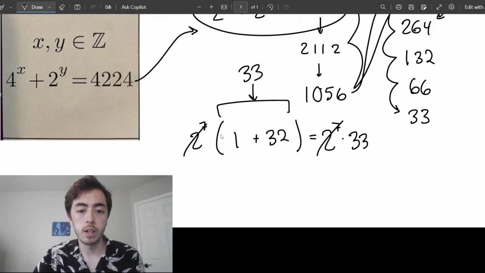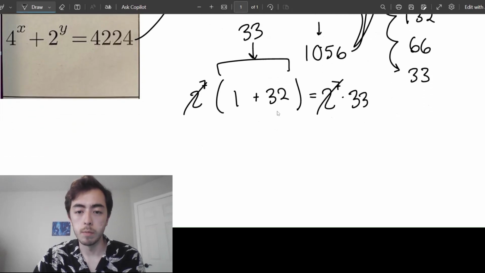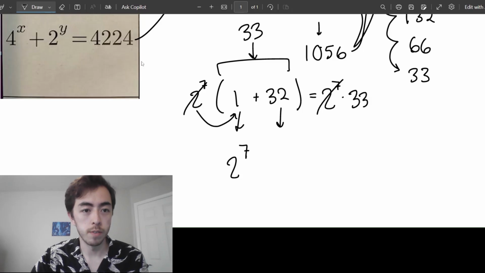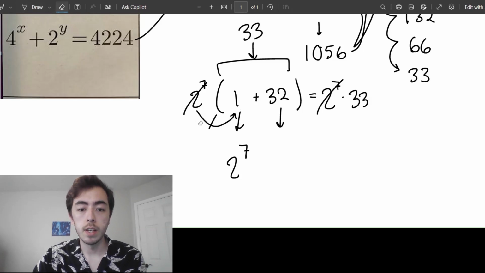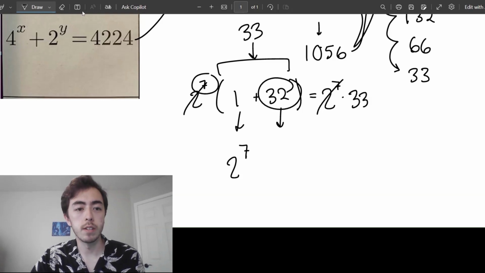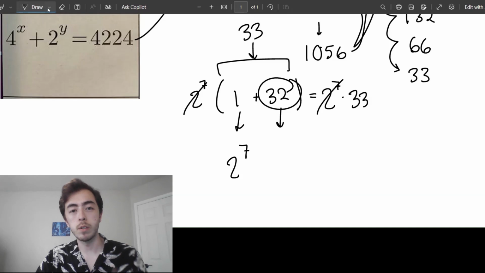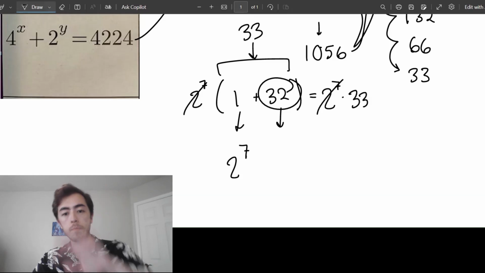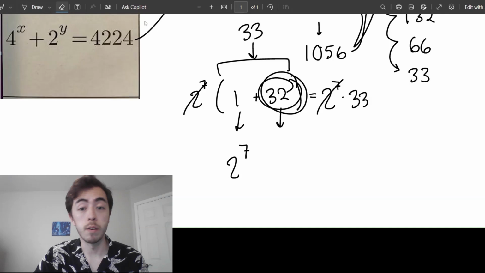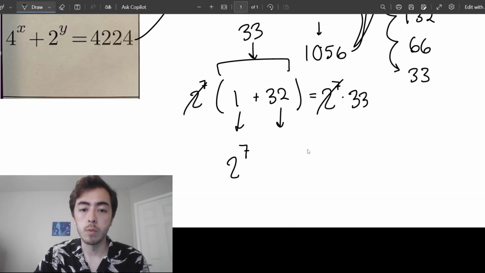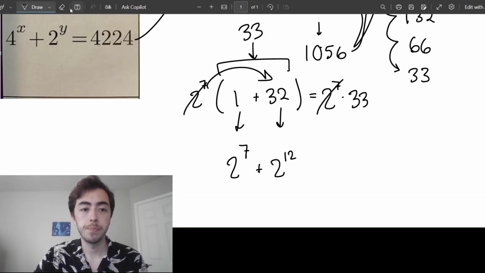When we expand it back out, that would require this first term to be 2 to the power of 7, because I'm distributing this 2 to the power of 7 on the outside. And then the other one would have to be whatever this is, plus 7. So we can count by our powers of 2: 2, 4, 8, 16, 32. So this right now is 2 to the power of 5. And when we multiply it by that 2 to the power of 7, those exponents add, and we get 2 to the power of 12.